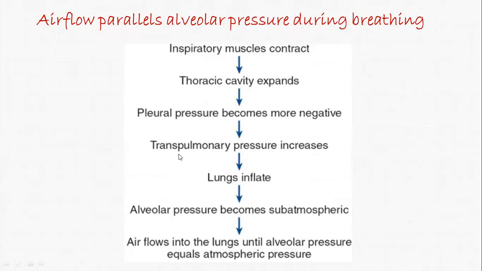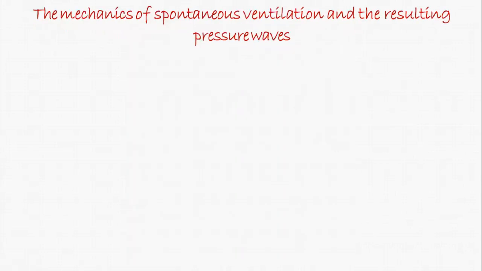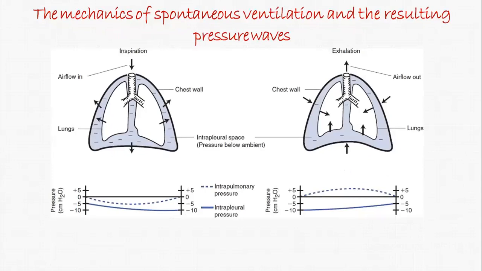Inspiratory muscles will be contracting, causing the thoracic cavity to expand. The pressure becomes more negative. Due to that, the transpulmonary pressure increases and the lungs will inflate. The alveolar pressure becomes subatmospheric, and the air will flow inside to cause inspiration. This is the mechanism of spontaneous ventilation and the resulting pressure changes. So during inspiration, the air will be moving inside.